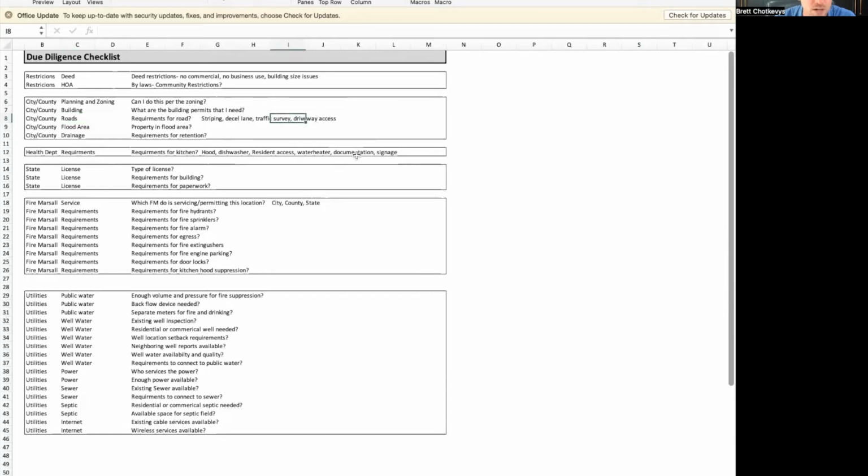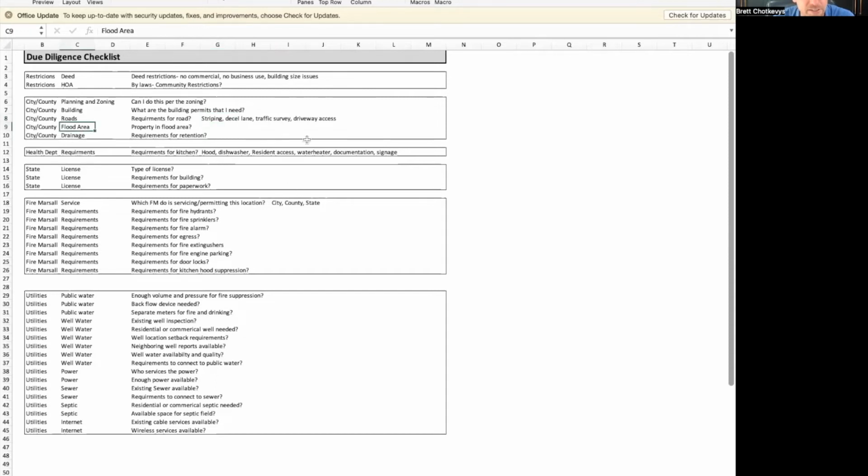Or are they going to want a traffic survey? Is it a busy road where they want you to put in a decel lane, or do they want paint striping, these kinds of things? So roads, keep that in mind. That may be something you need to talk to either the city or county about.